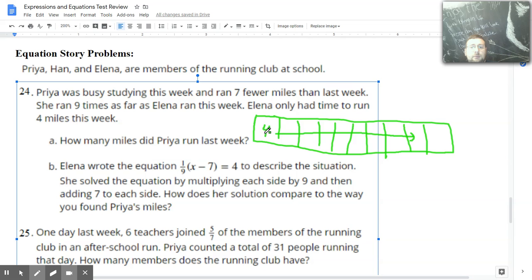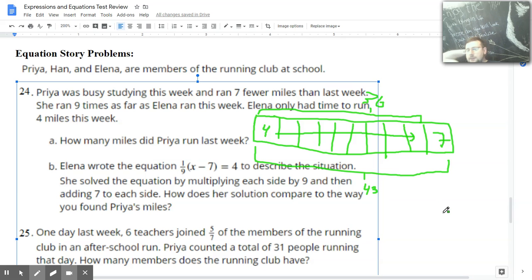But then Priya runs 9 times as much as that. So each of these boxes represents what Elena ran. But then Priya runs 9 times that. So of course, this chunk is 36, right? You can figure that out. But then she ran 7 fewer than last week. So there's still 7 more you'd have to add to that to get the grand total of what she actually ran, which 36 plus 7 would actually be 43.